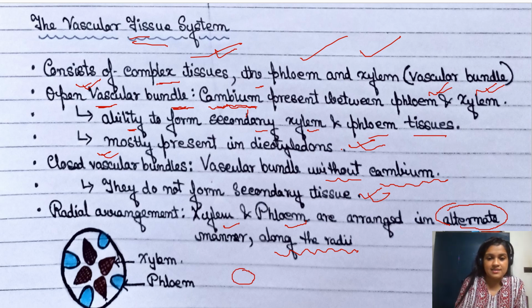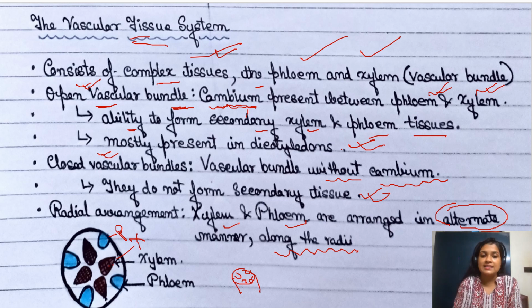Like if this is the stem, xylem and phloem are arranged like this along the radii. Here these are the xylems and this is the phloem, this is the xylem, and you can see that they are arranged alternately. Phloem, xylem, phloem, xylem, phloem, xylem. Clear? They are along the radii and arranged in alternate manner.